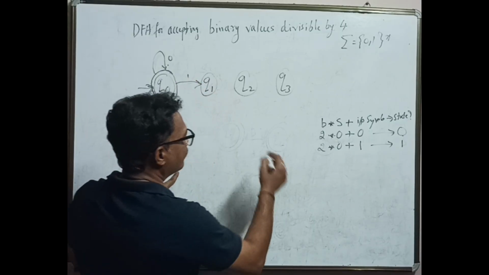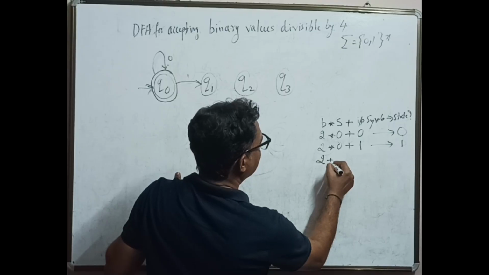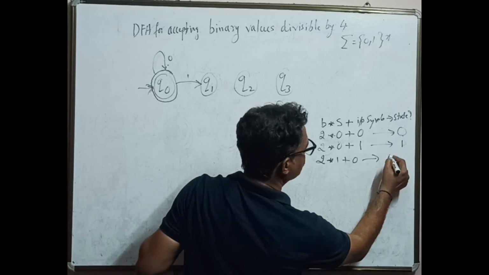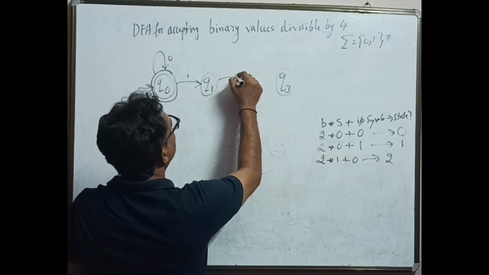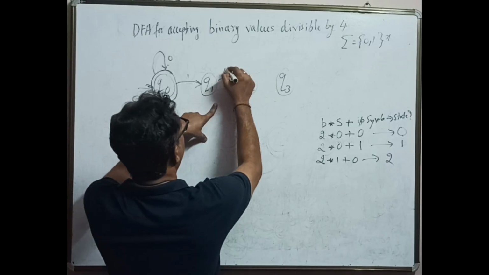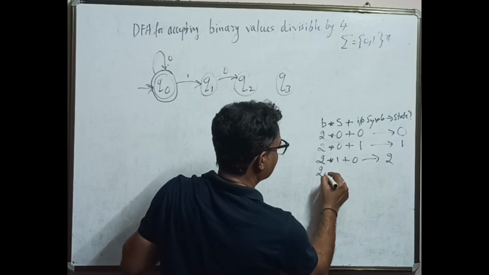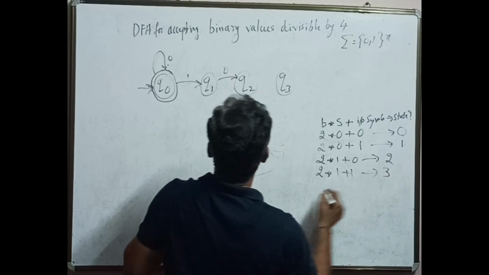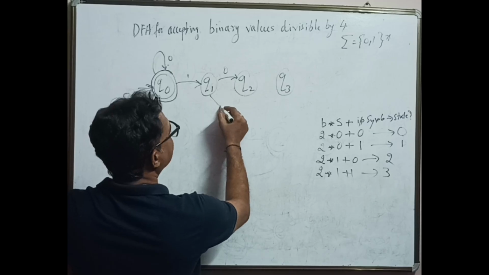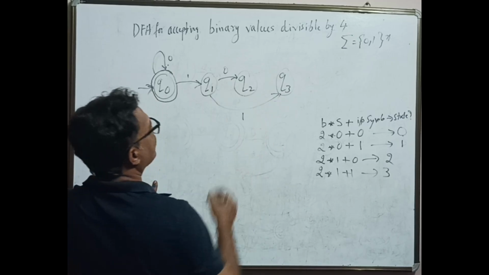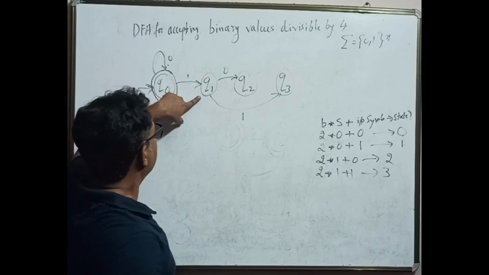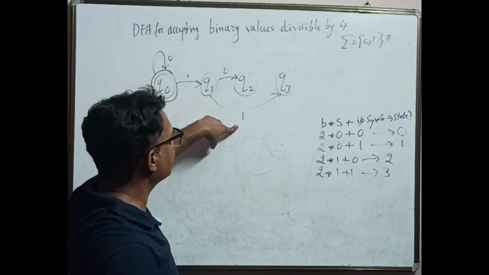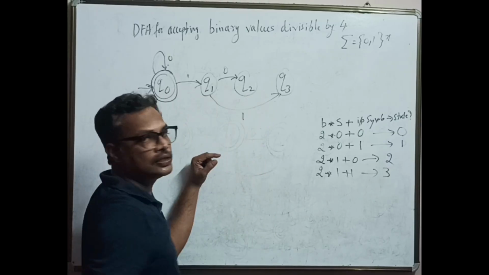Now let us move on to Q1. On the Q1 state, what if it reads a 0? That is 2 into 1 plus 0, which gives 2. It goes to Q2 upon 0. What if it reads 1 on this state? It is 2 into 1, 2, plus 1, 3. It goes to Q3. Now that it has read both 0 and 1, let us leave Q1 and take up Q2.